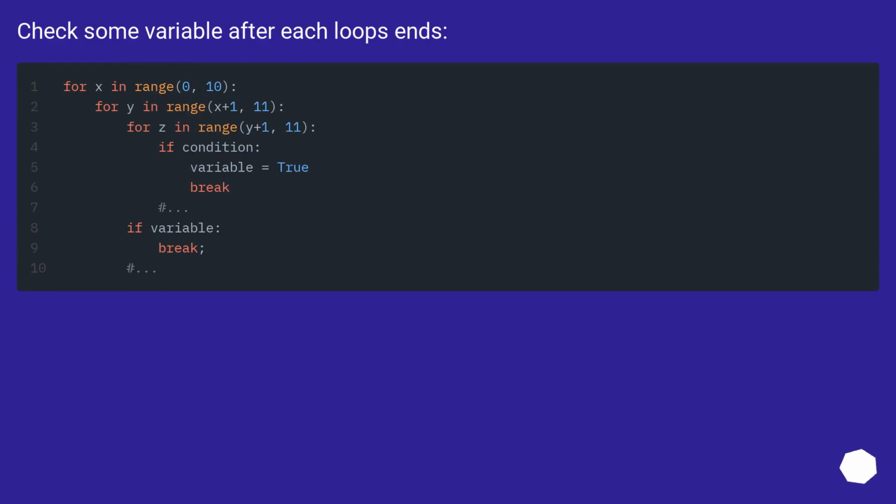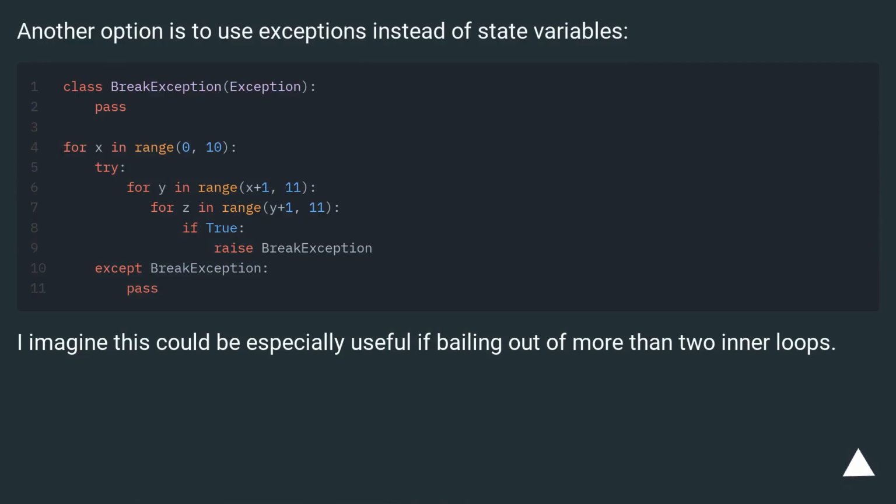Check some variable after each loop ends. Another option is to use exceptions instead of state variables. I imagine this could be especially useful if bailing out of more than 2 inner loops.